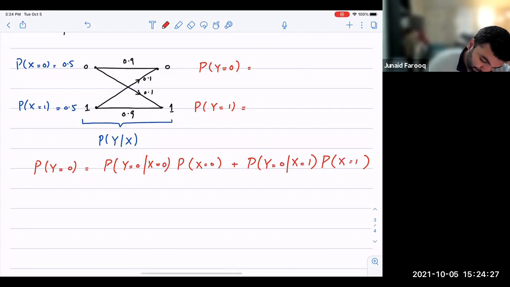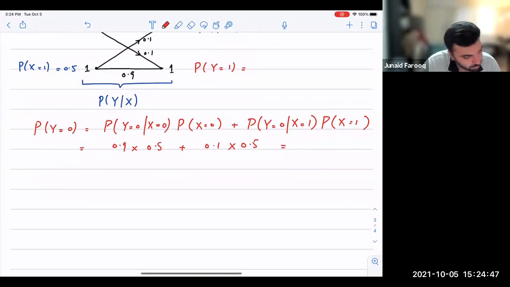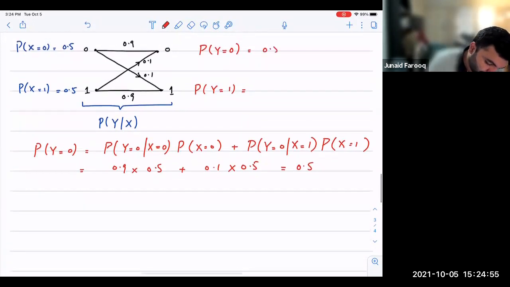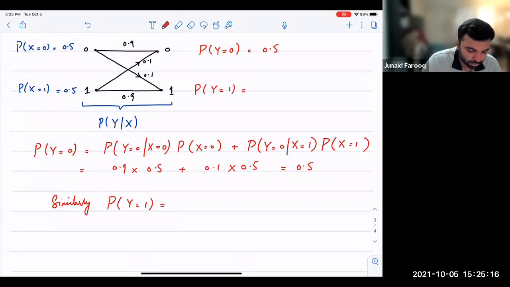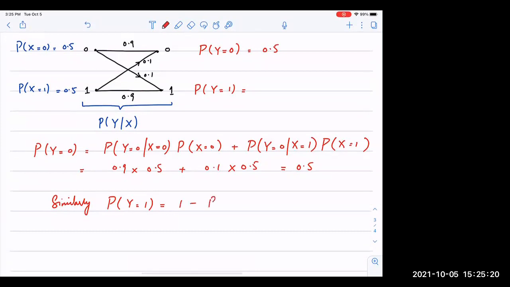Okay, and we know all of this through this diagram. So y equal to 0 given x equal to 0 is 0.9. There's no error here, and then let's multiply by 0.5 plus 0.1 times 0.5. So that turns out to be 0.5. Okay, so similarly, probability of y equals 1 is what? Pretty much the same thing, except that we're swapping in y equals 1 into that expression you just wrote. Yeah, but once you have found the probability y equal to 0, you can just subtract from 1. Which is just the same thing, right?